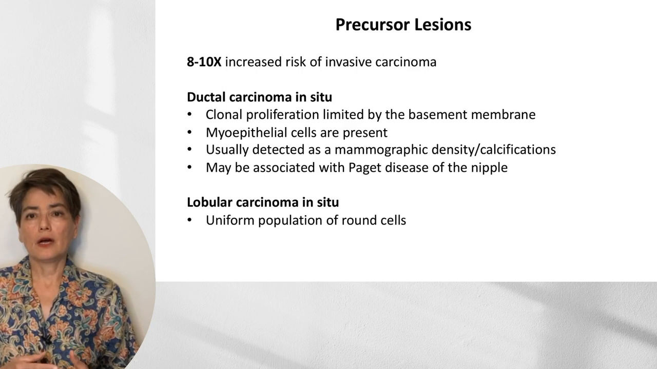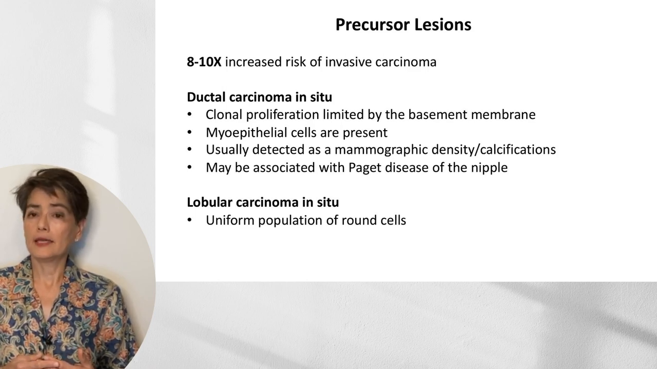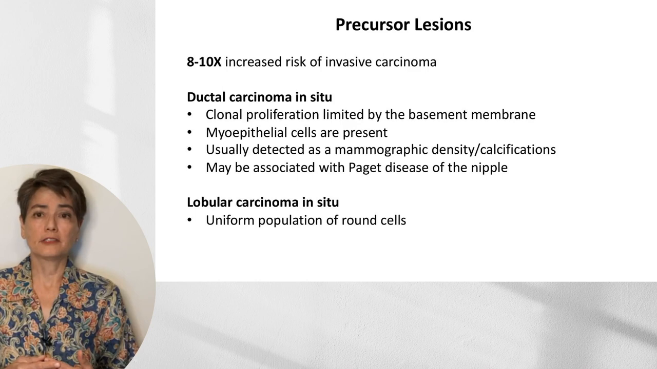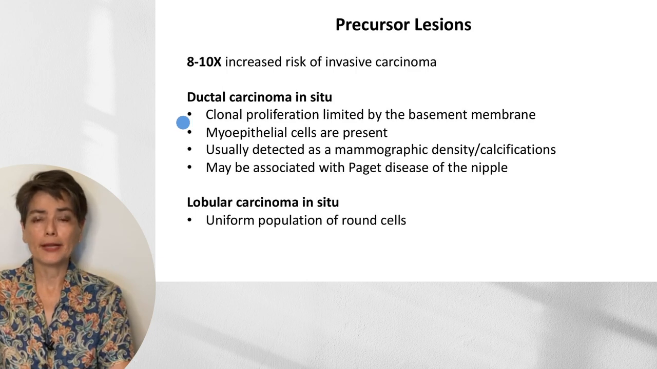So having carcinoma in situ that is identified, for example, on biopsy, results in an 8 to 10-fold increase in risk of invasive carcinoma. Now, there are two types of carcinoma in situ: ductal carcinoma in situ, or DCIS, and lobular carcinoma in situ, or LCIS. This is a clonal proliferation that's limited by the basement membrane.